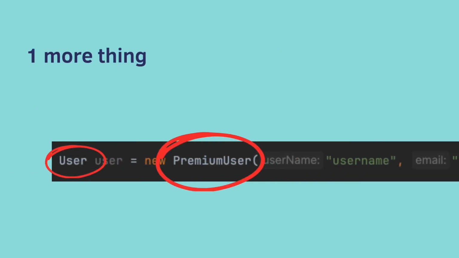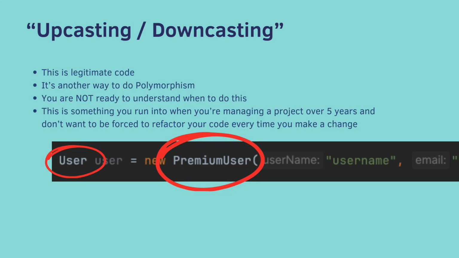Okay, and just FYI, there is one more thing to think about. So look at this line of code. User is equal to new PremiumUser. You have the parent, but you're creating a new instance of the child. So this is legitimate code. It's called upcasting or downcasting, depending on which way you're going. It's another way to do polymorphism, and I'm just telling you right now, you are not ready to understand this.